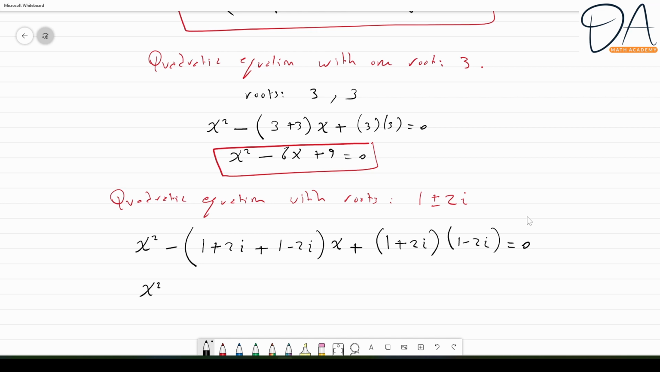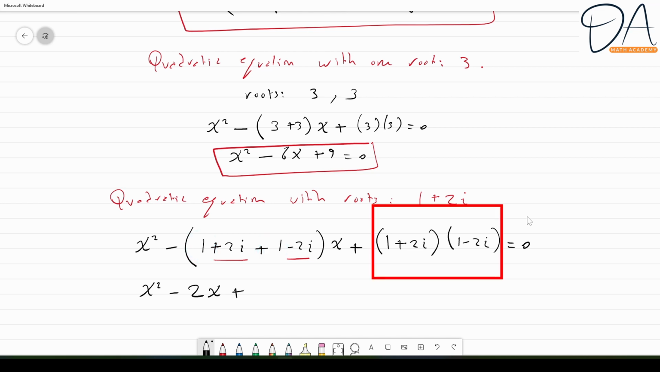And then you will have x squared. You can see you have two terms that are the same but with different signs. So this is plus 2i and this is negative 2i. These will cancel with each other, and then we will have 1 plus 1, 2. So we'll have 2x plus.